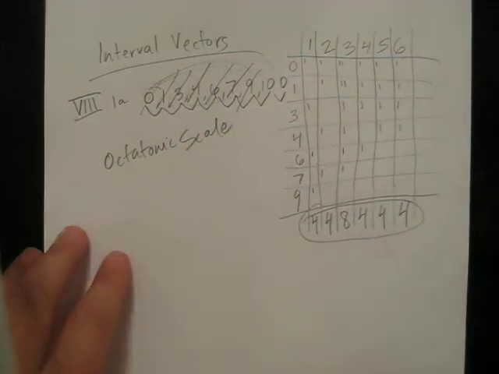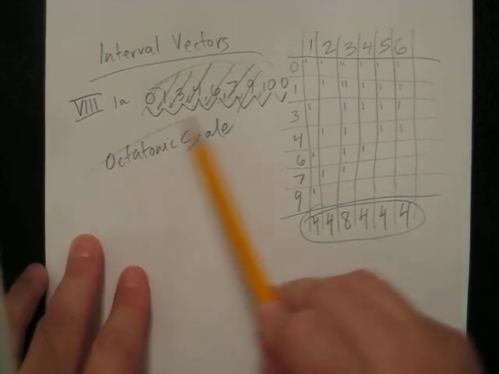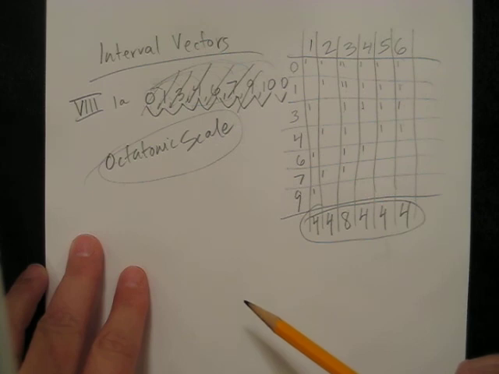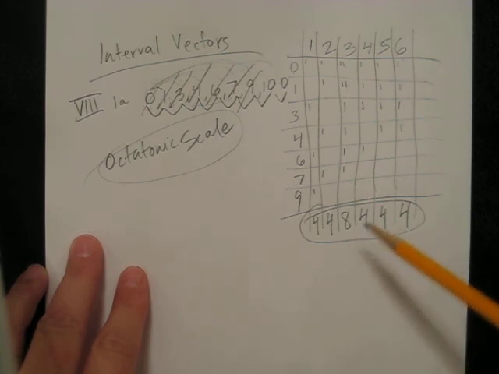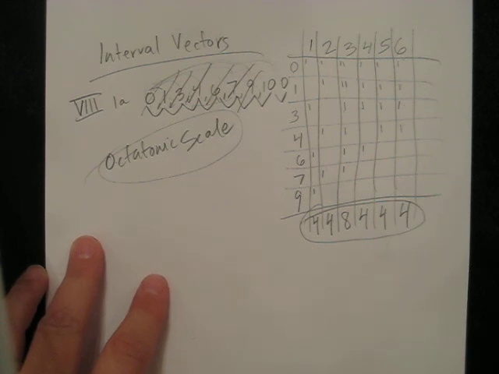Okay, so I hope that explains what an interval vector is. You don't have to come up with the fact that this is an octatonic scale, but you can certainly come up with the interval class vector now. That's it on interval class vectors. I can do another one, but we'll see how this one goes.